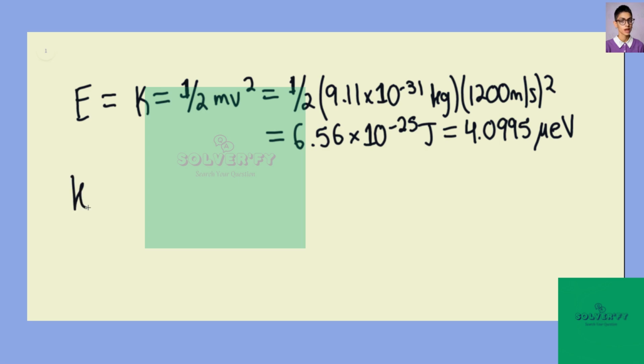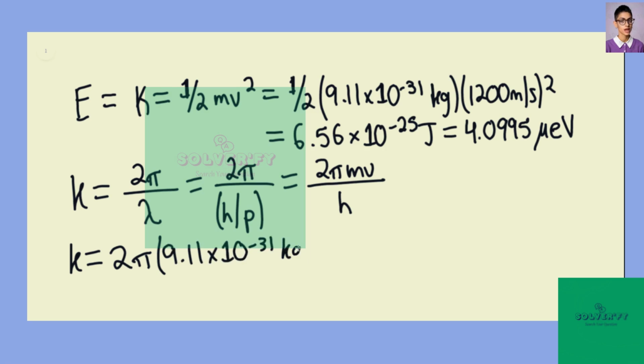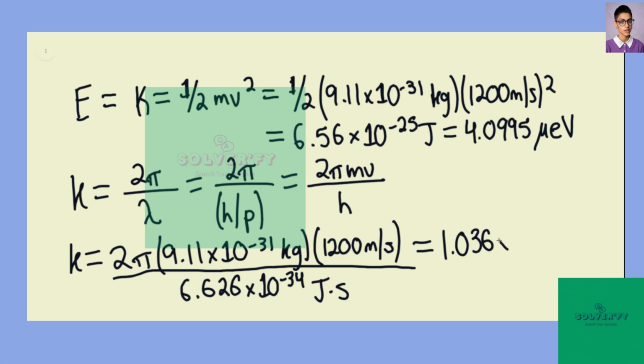We can say the angular wave number in region 1 would be 2 pi over lambda, the wavelength. This would be equal to 2 pi divided by the Planck's constant divided by the momentum. This is equal to 2 pi times mv over Planck's constant. And we can find the angular wave number in region 1 to be 2 pi times the mass of the electron, 9.11 times 10 to the negative 31st kilograms, multiplied by 1200 meters per second. And then this would be divided by the Planck's constant, 6.626 times 10 to the negative 34th joules seconds. And then this is going to be equal to 1.036 times 10 to the 7th. This would be per meter.